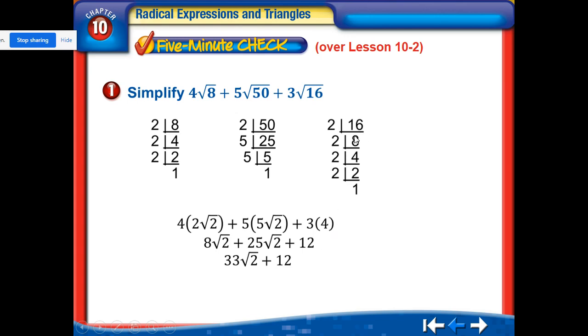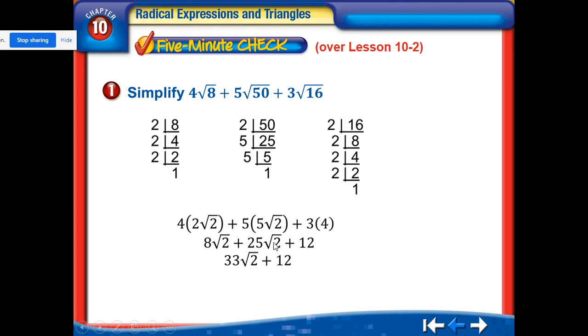And then here we have the 16. And there's nothing left over. It's all paired up. So it's 2 times 2, or just 4. Notice there's no square root here because there's nothing left over. That's okay. So this is 8 root 2, and this is 25 root 2, and this is just 12.